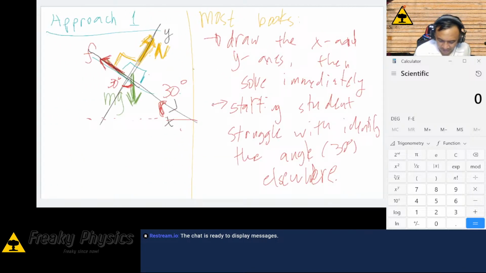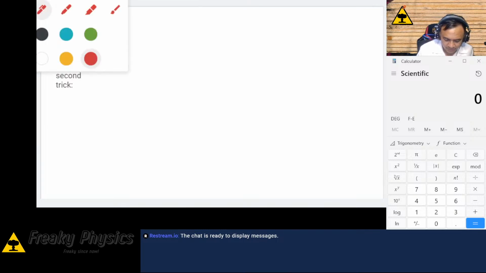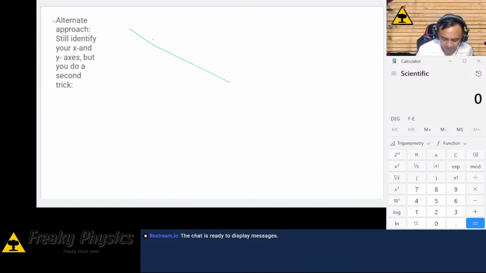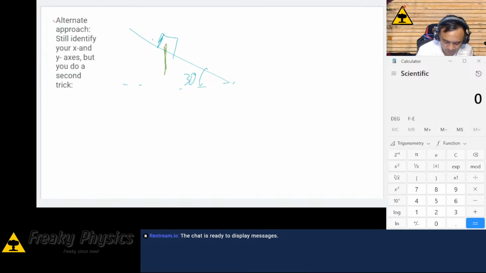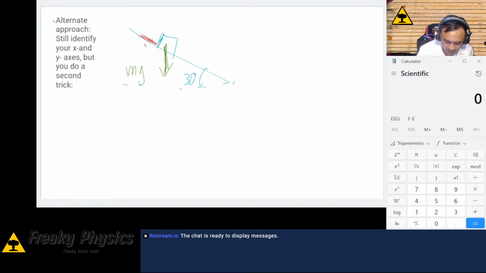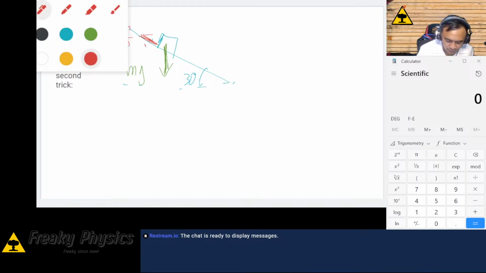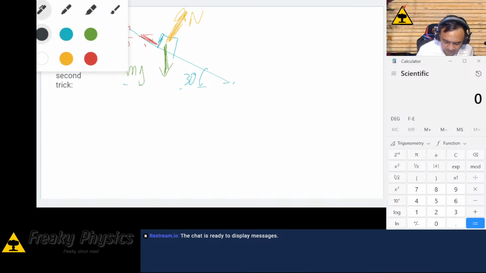So the idea is I'm not gonna copy that straight away. For example, again, let's draw the ramp like this, and that's 30 degrees. Then we draw our object again and put the forces again. So mg is still gonna be like this, friction is still gonna be along the ramp like that, and finally the normal contact force will be going up like that.